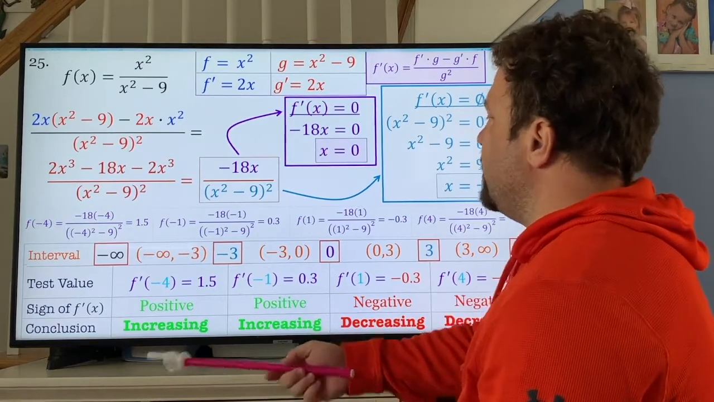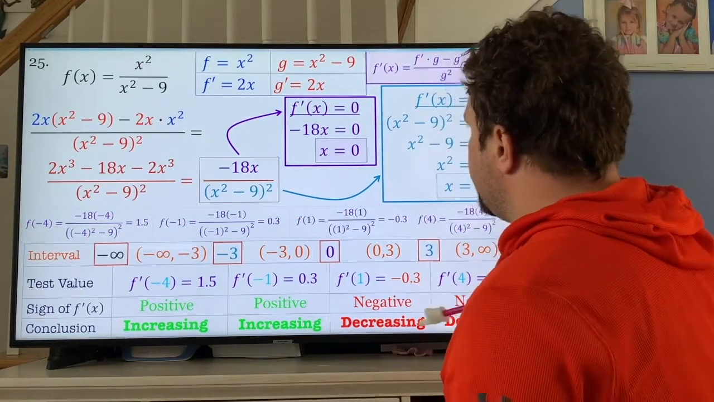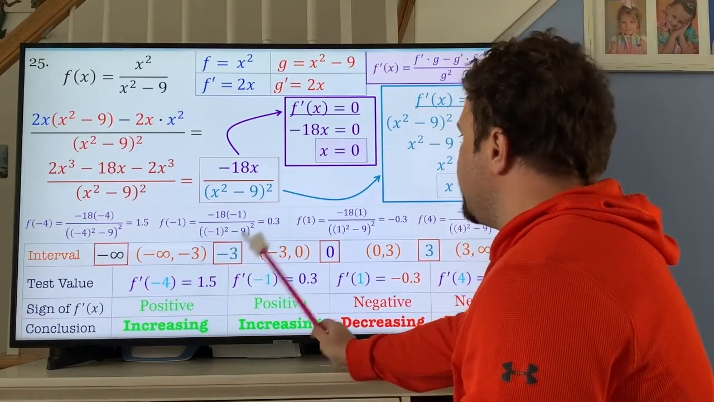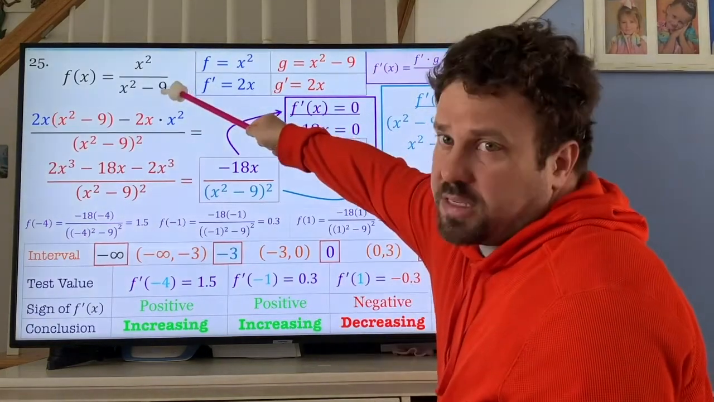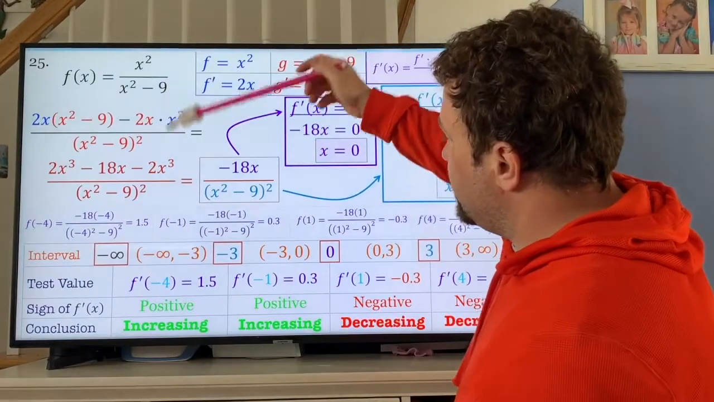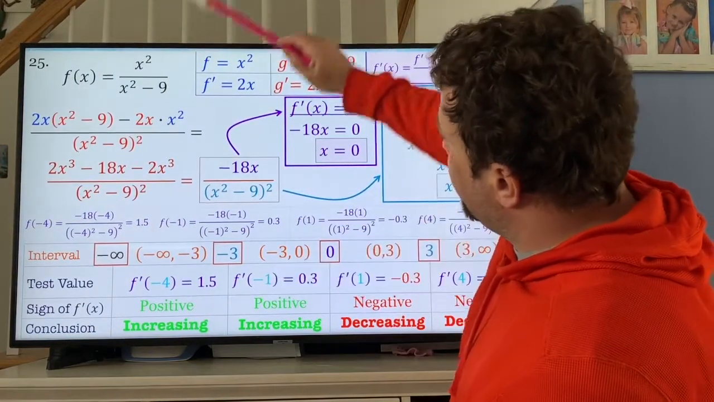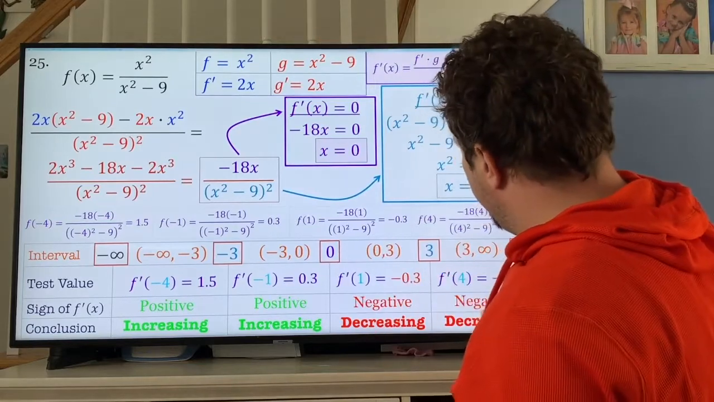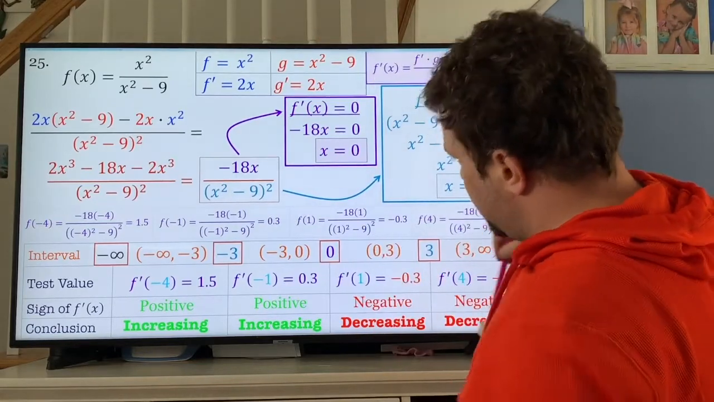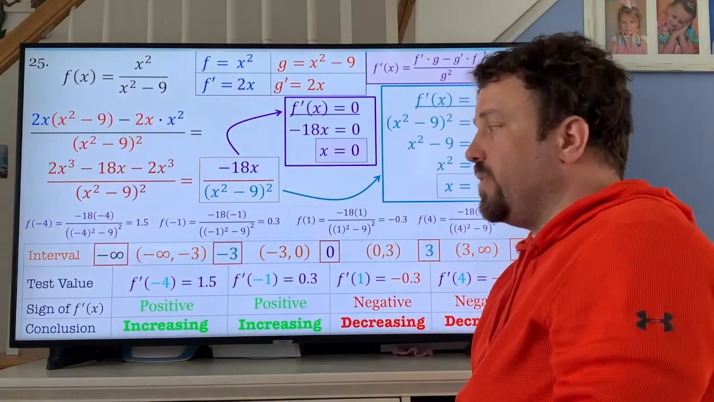So the reason you're going increasing, increasing, decreasing, decreasing is because at negative 3 and at 3, you have 2 asymptotes. So what happens here is the graph is going up, and then between the 2 asymptotes, your graph is going to make an upside down parabola, and then after that, your graph is just going to continue to go down. And we're going to get into graphing next time.